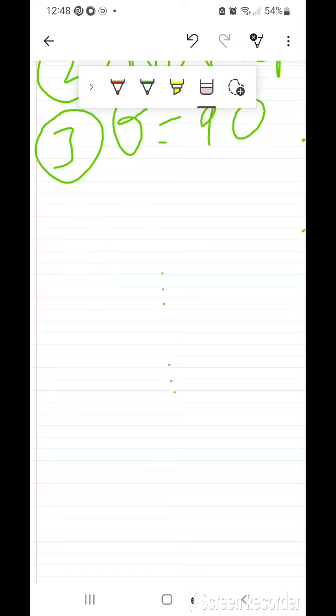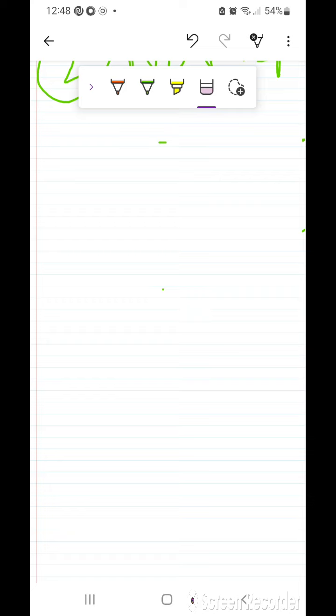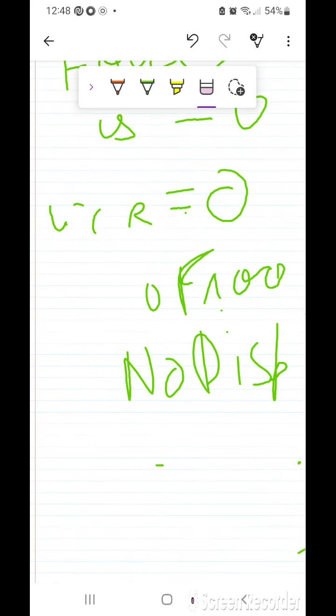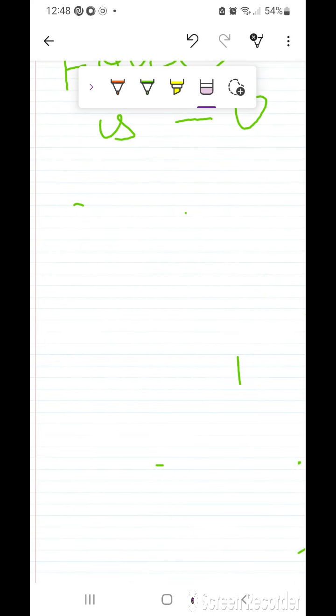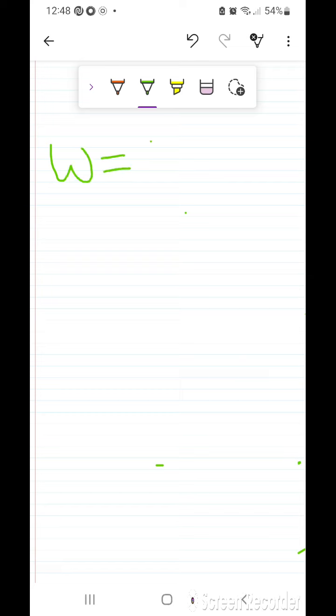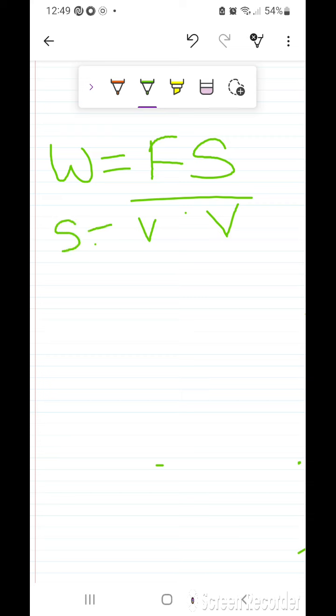So these were the some cases of positive work done, negative work done and 0 work done. Now which type of physical quantity is work done? Work is equal to F into S. Force is a vector quantity. S is a displacement vector quantity, but work done is a scalar quantity.